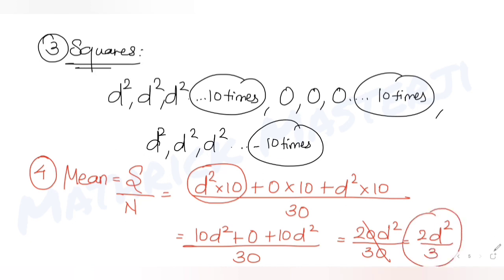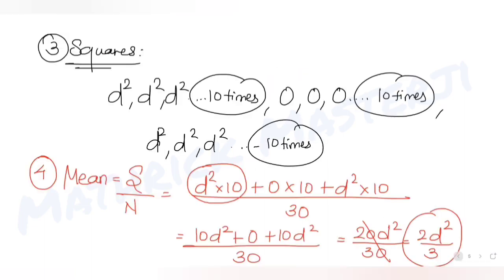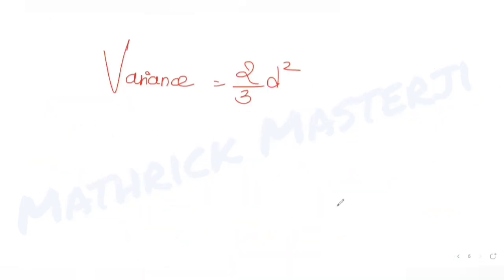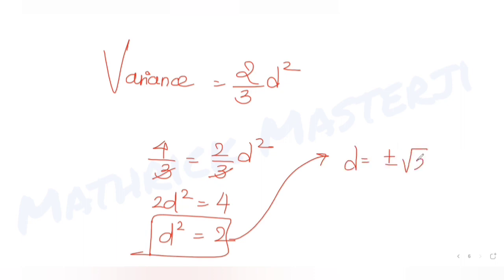And we know when I finish my fourth step, I get my variance. So variance I get from here, it is 2 over 3 d square. Now, once I have the variance with me, I have been given the variance actually here in the question also, that it is 4 over 3. So 4 over 3 is equal to 2 over 3 d square. 3 and 3 get cancelled, you get 2 d square equals 4. That gives you d square is 2. Once I get d square as 2, I get the value of d as plus minus root 2.